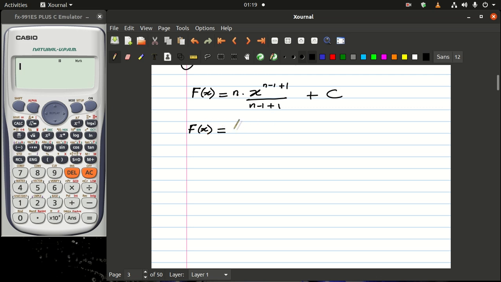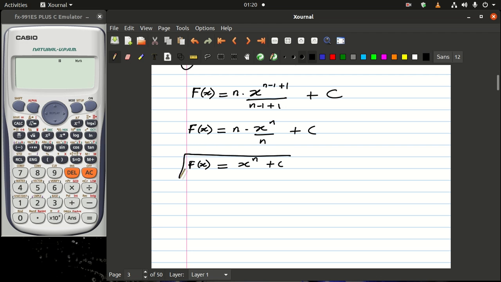And then if you look into this, we have n times x, and then n minus 1 plus 1, this one is going to 0, so we have an n there, and then the denominator minus 1 plus 1, they cancel out, and you're left with n. This n and that n will cancel out. Of course, we still have a c, so this is going to be x to the power n plus a c. That is the most general.